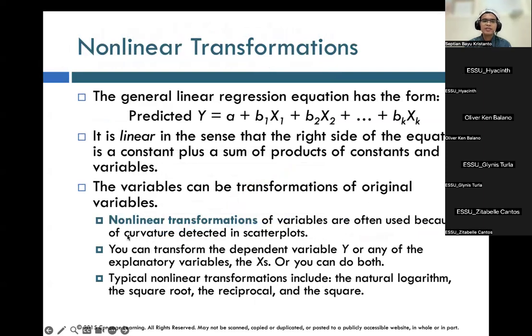Next one, if you have nonlinear relationships, you need to transform them and create new information, like making some adjustments using the natural logarithm, the square root, or the reciprocal. This is the statistical way to convert abnormal conditions, such as nonlinear or cubic or curved distributions between your variables. So this is very important.